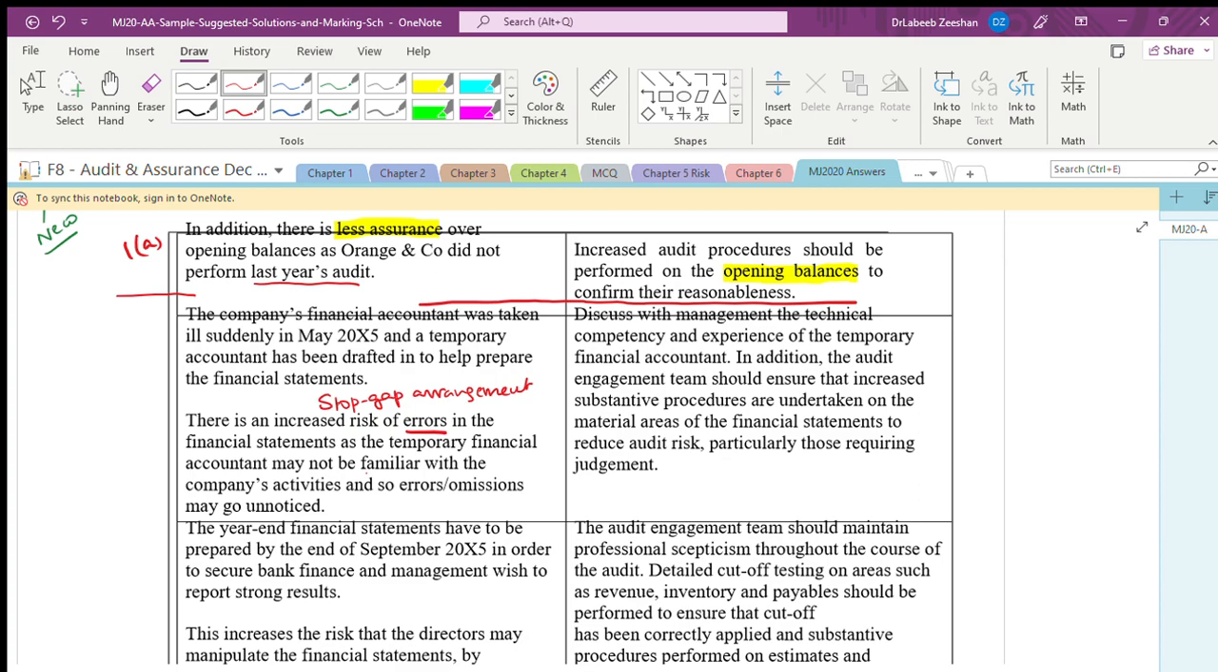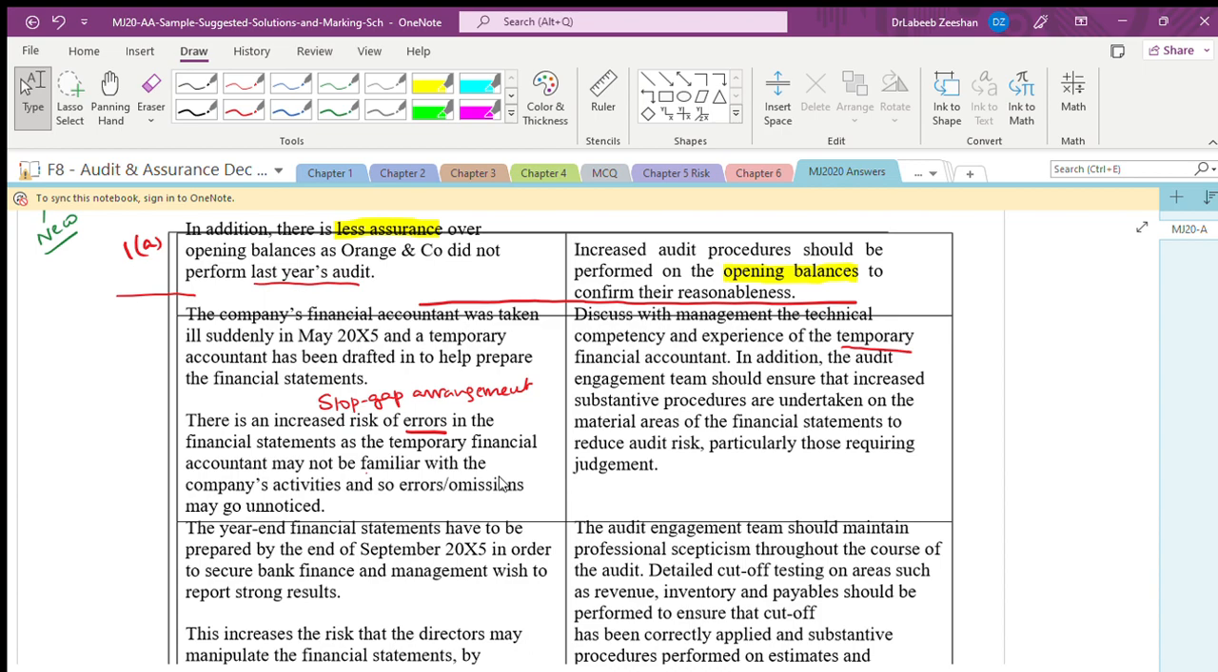See, for everything there should be some solution. Discuss with the management the competency of the temporary accountant. Okay, you appoint them. What we are doing is reducing the risk to the lowest minimum acceptable level. This is the basic objective of an auditor. If you appoint a temporary accountant, fine. If there is no other option, we have to go with it.